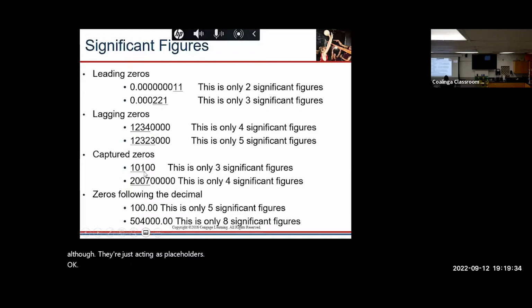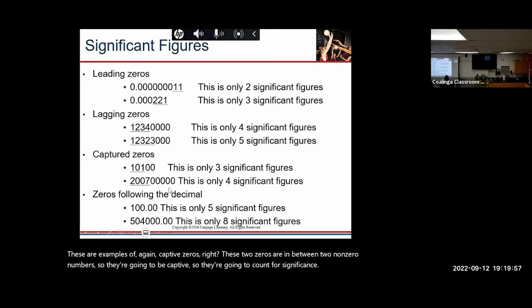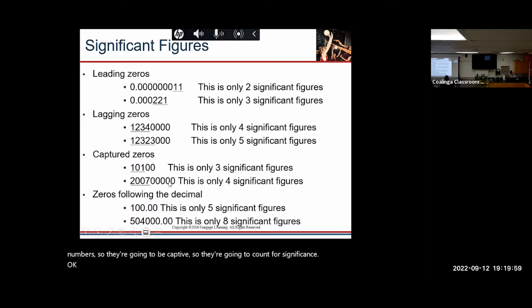So this here is an example of captive zeros. When you have a 0 between 2 non-zero numbers, that number becomes significant. Now, these are examples of, again, captive zeros. These 2 zeros are in between 2 non-zero numbers, so they're going to be captive. So they're going to count for significance.